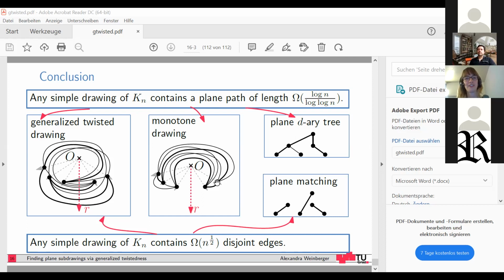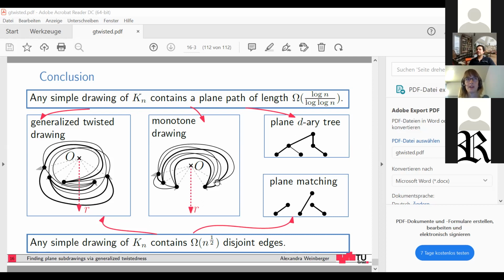And in the case of cylindrical drawings, optimal cylindrical drawings, do you know how they behave with these structures? I mean, do they have, say, both generalized twisted drawings or both monotone drawings, or do you have only one of the types? Do you know? Are they extremal in some sense with these substructures?